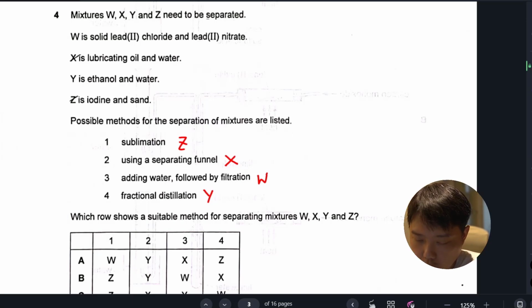We have 4 different mixtures W, X, Y, Z, which need to be separated. The first is solid lead-2 chloride and lead-2 nitrate. Okay, X is your lubricating oil and your water. Y is ethanol and water. Z is iodine and sand. Okay, so they list out possible methods for separation, which is the suitable method.